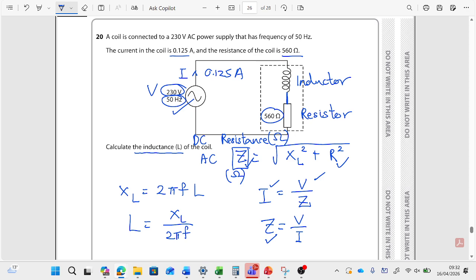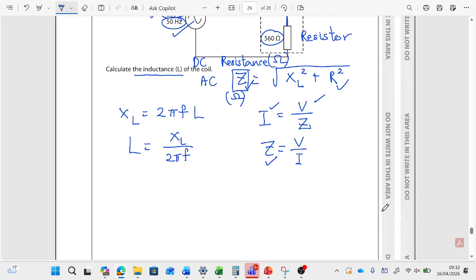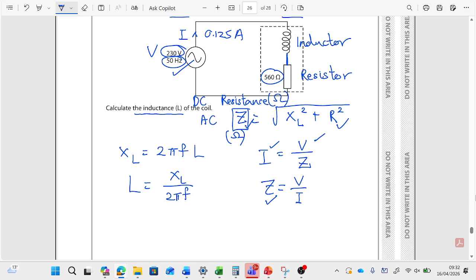Well, is it worth my time? How many marks? Oh, 9 marks, definitely worth my time. So let's do it. Now we put in 230 divided by 0.125. Can someone in the audience tell me the answer to 230 divided by 0.125, please? 1,840. Yes, it's ohms. Good.